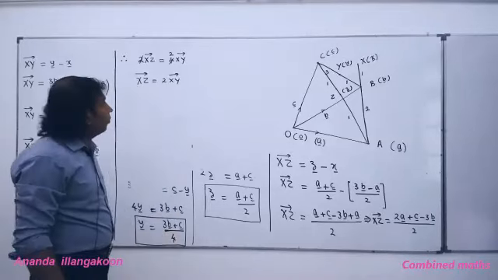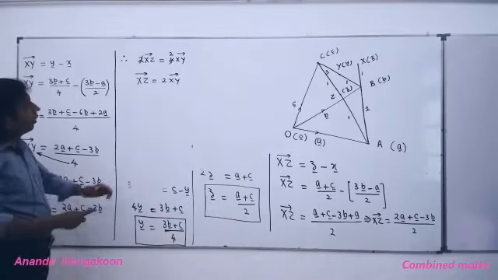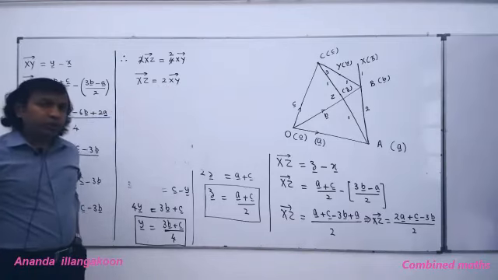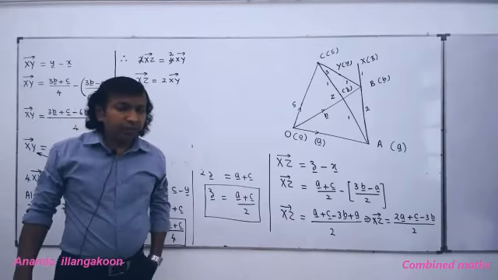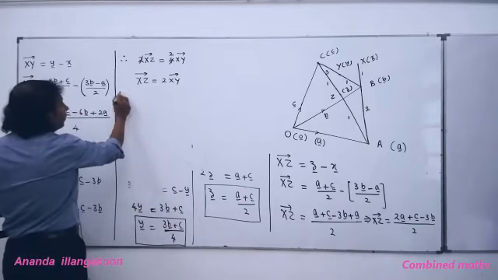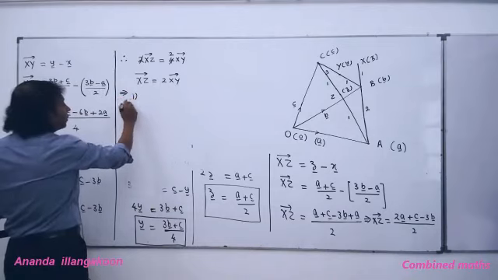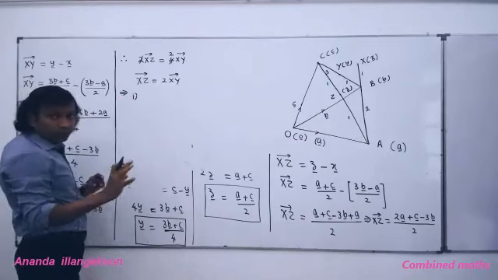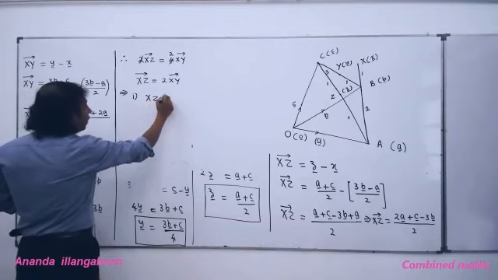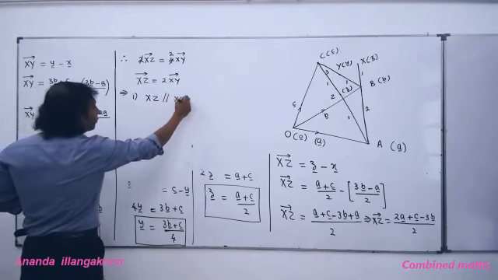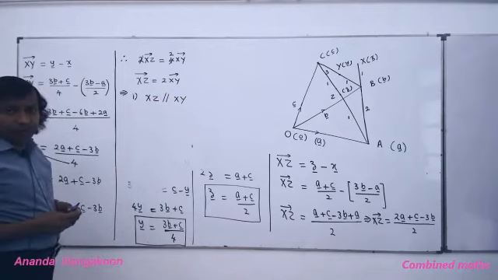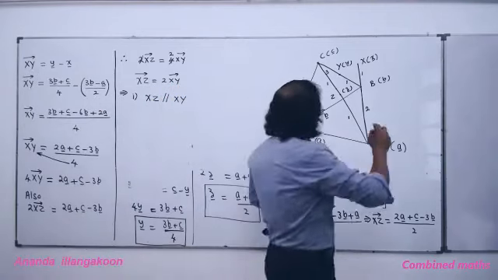Right. Now see here, 2 vectors are equal. You know, when 2 vectors are equal, what are the properties? By this vector equality, this implies what? First thing is this. When 2 vectors are equal, the corresponding line segments are parallel. So the first thing is what? XZ line is parallel to XY line. What is the XZ line? XZ line is this here.